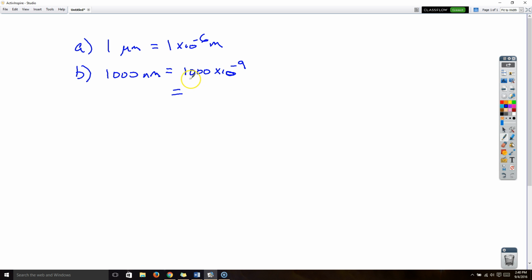So here I'm getting more positive when I go this way, so I'm actually going to take negative 9 plus 3, and I get 1 times 10 to the negative sixth meters again. So you'll notice that 1,000 nanometers and 1 micrometer are both exactly 1 times 10 to the negative sixth meters. For letter C, I have 100,000, and then PM is picometers. This would be 100,000 times 10 to the negative 12th, which is what pico means.